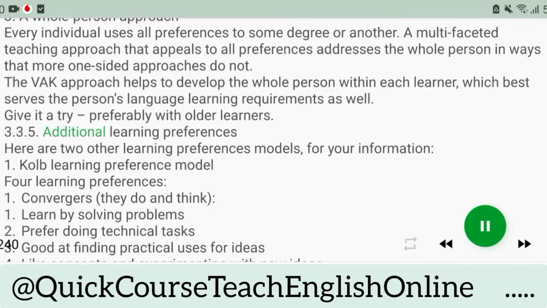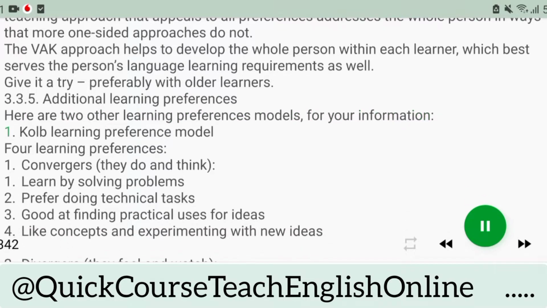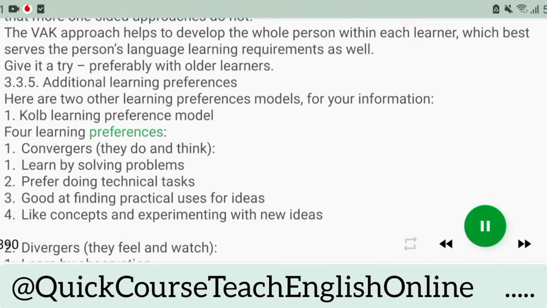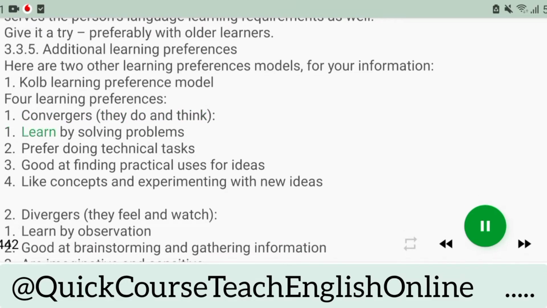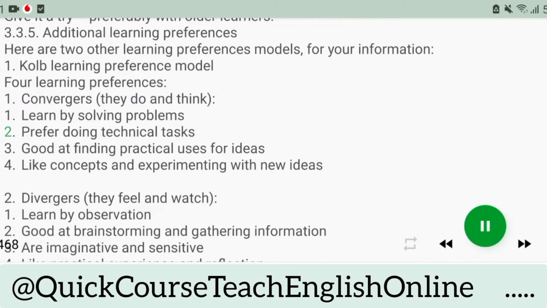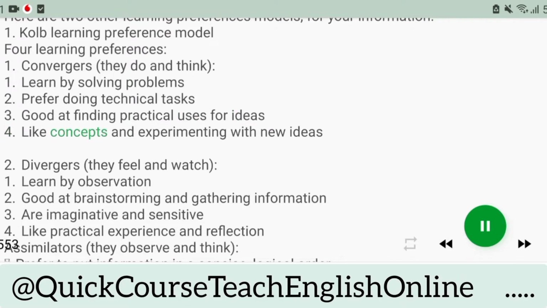3.3.5. Additional learning preferences. Here are 2 other learning preferences models, for your information. 1. Kolb Learning Preference Model. 4 learning preferences. 1. Convergers: they do and think. They learn by solving problems, prefer doing technical tasks, are good at finding practical uses for ideas, and like concepts and experimenting with new ideas.